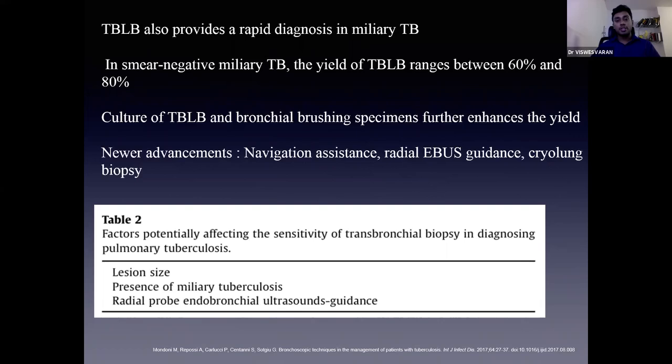And newer advancements have come in this TBLB with the assistance of navigation, radial EBUS, and cryobiopsy. The most important factor which affects the sensitivity of the transbronchial biopsy is the lesion size. The higher the size, the better is the sensitivity.